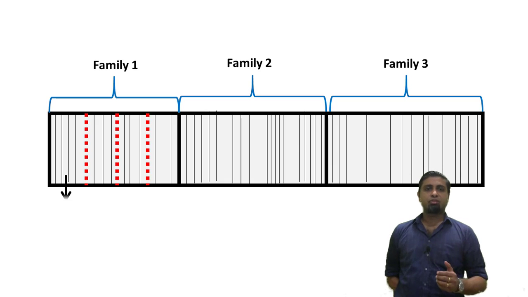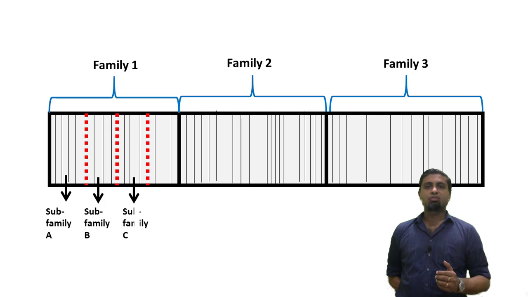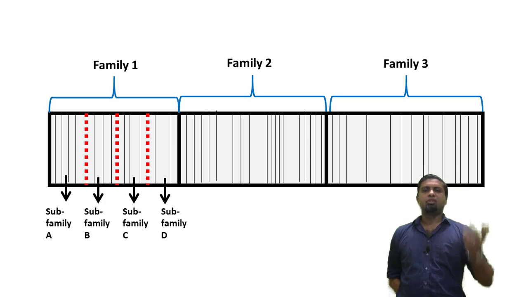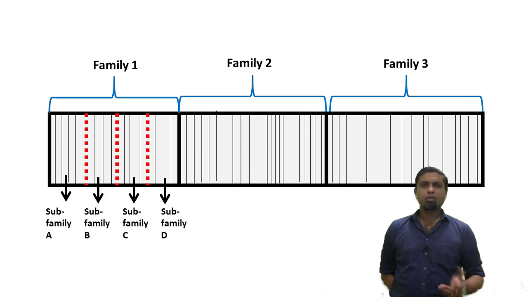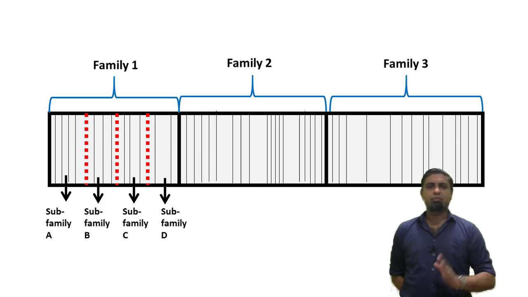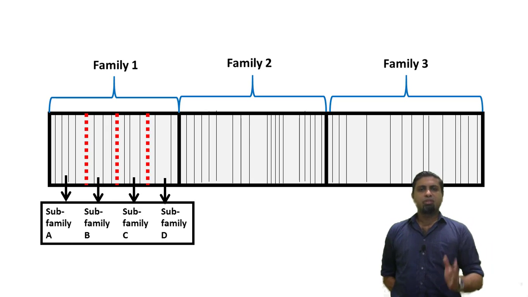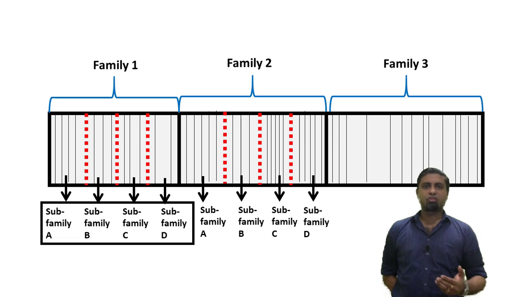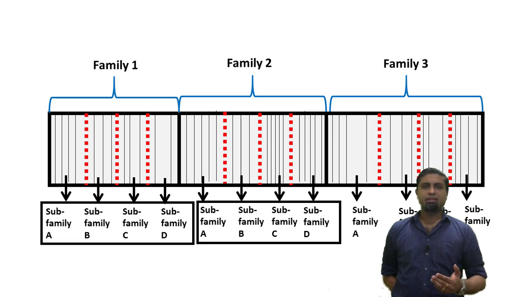We know that the enzymes in each family can be grouped into subfamilies. So let's consider subfamily A, subfamily B, subfamily C, and subfamily D. It can go on to E, F, G, H, and so on. But for now, for the purpose of this example, let's consider these. So these are the subfamilies seen in family number 1. Similarly, we can do the same for family 2 and family 3.